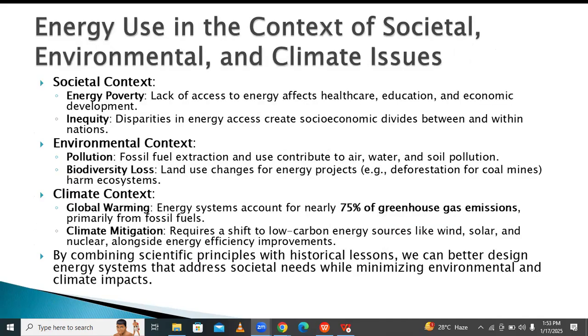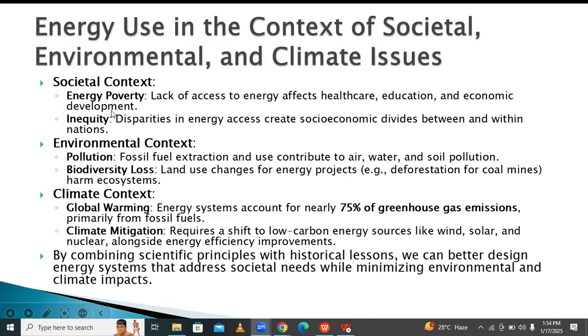Okay, and next, energy use in the context of societal, environmental, and climate issues. There are three important contexts we have to discuss here: societal, environmental, and climate. First, the societal context. Under it, one concept is energy poverty and inequity.